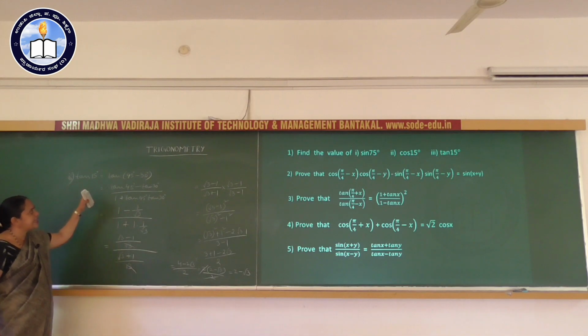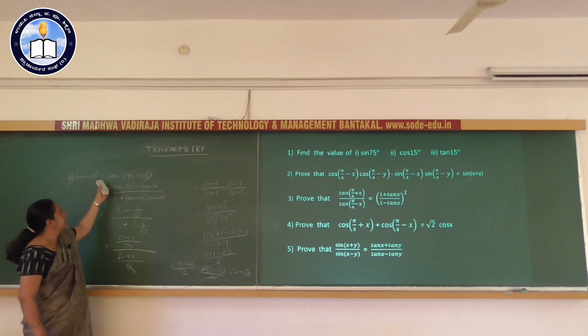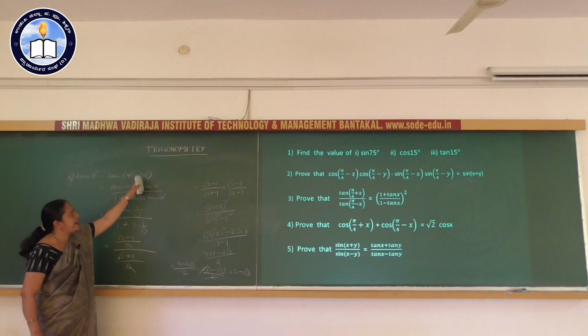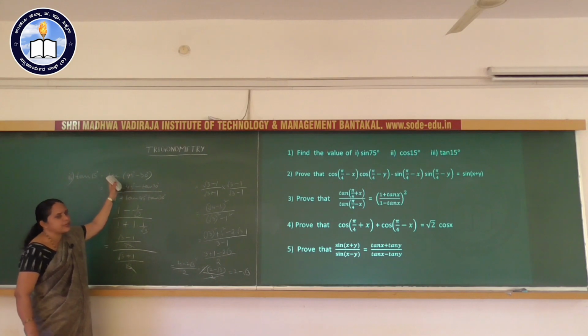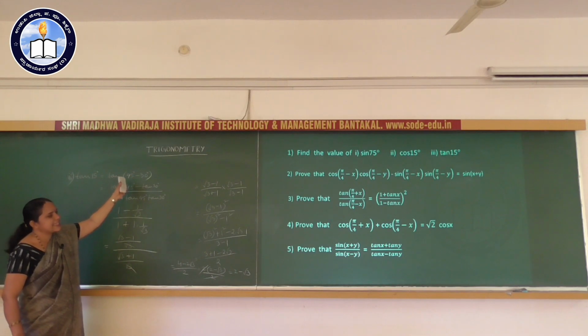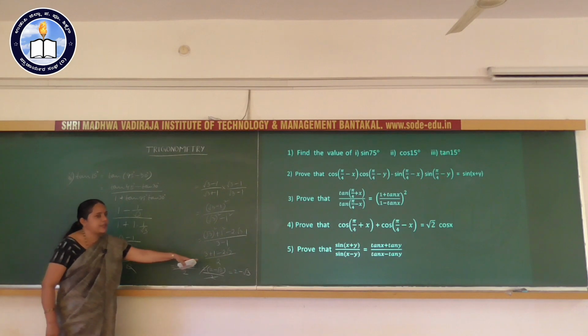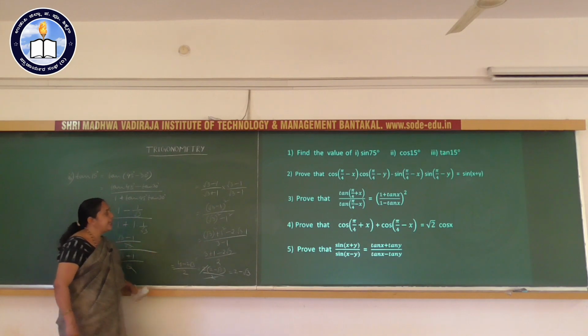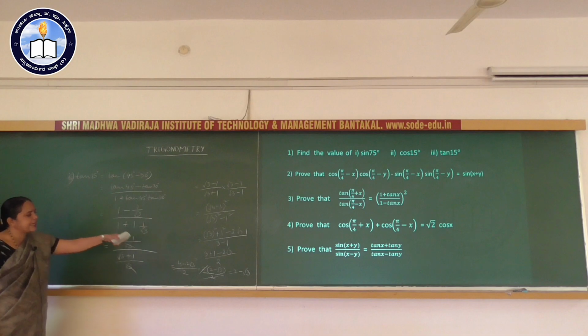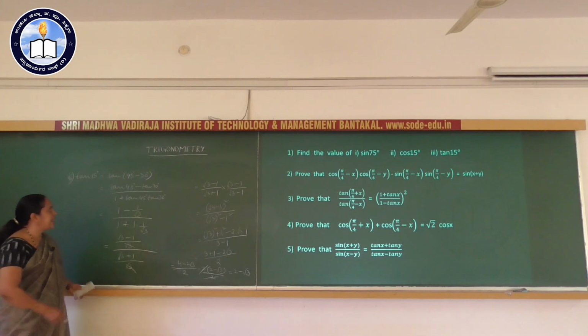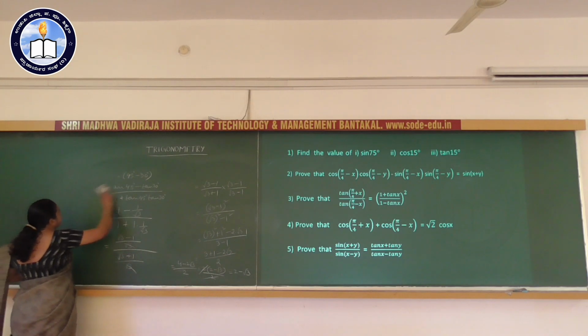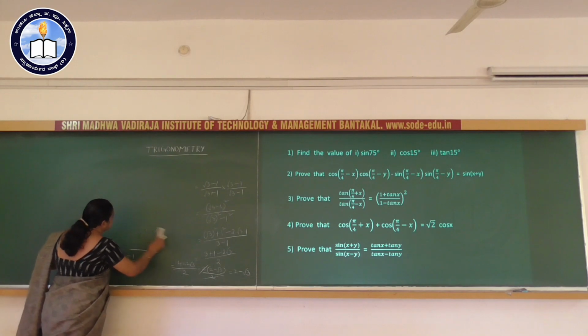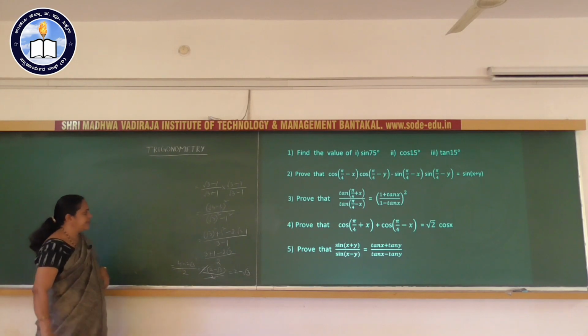Tan 75 degrees, how to find the value of tan 75 degrees? Here, you can write tan 75 as tan 45 plus 30. Then we can use the formula tan x plus y. We get the answer 2 plus root 3. Tan 15 is equal to 2 minus root 3 and tan 75 degrees is equal to 2 plus root 3.